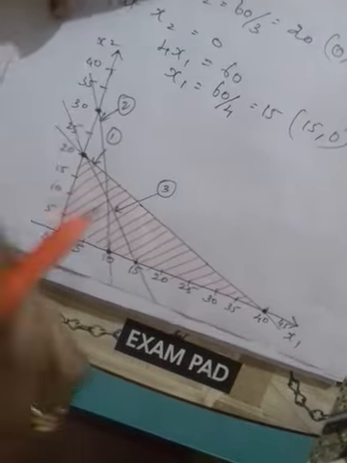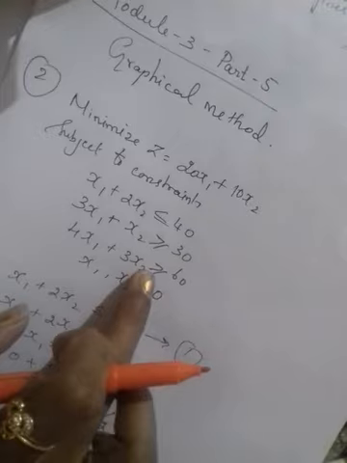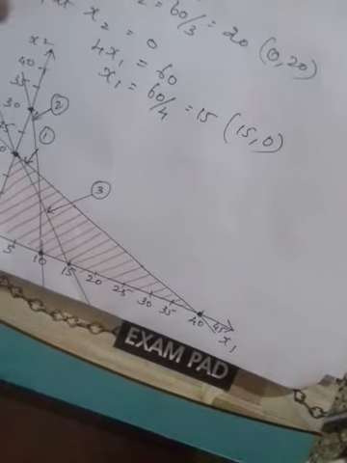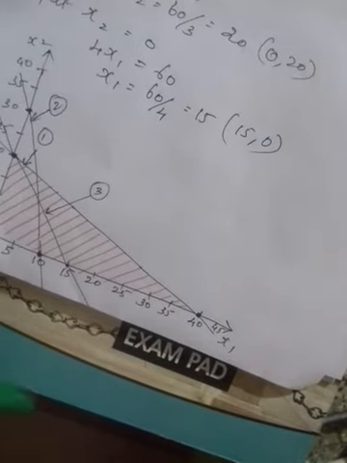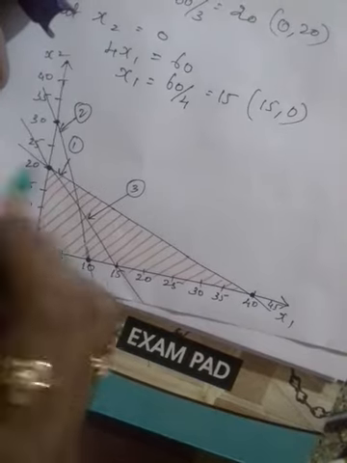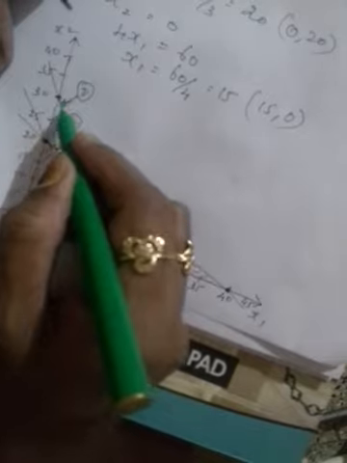Okay, the second equation is greater than or equal to, and the third equation is also greater than or equal to. So where is the second equation here? The second equation line is this one. Greater than or equal to, in the sense away from 0. So you have to draw some lines away from 0.